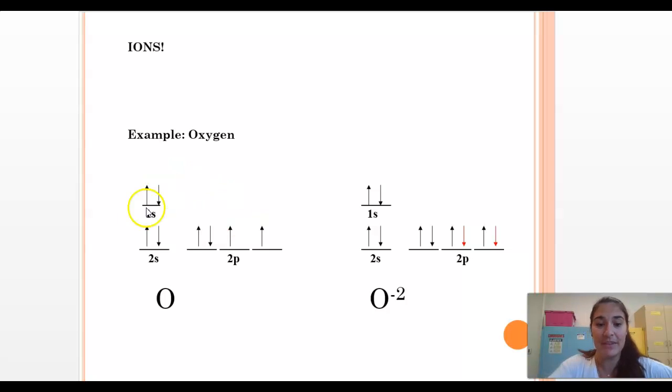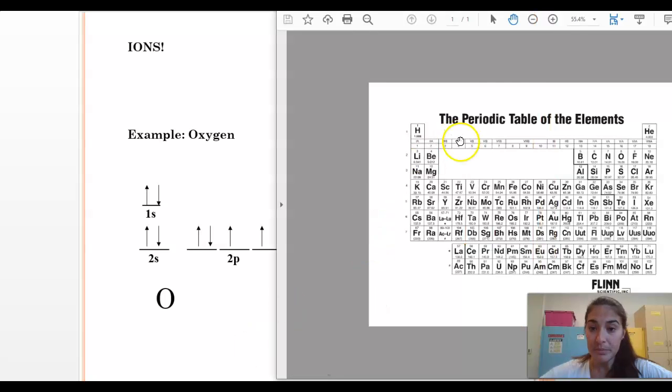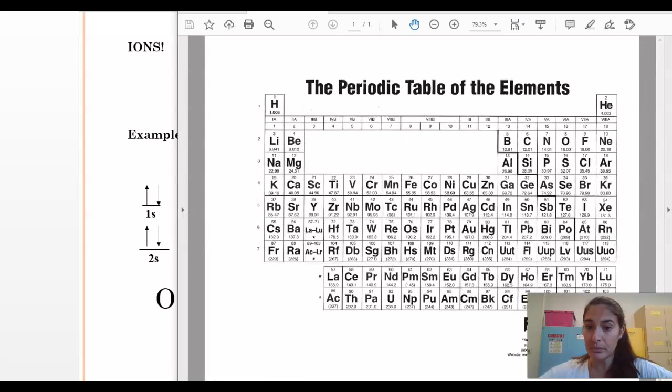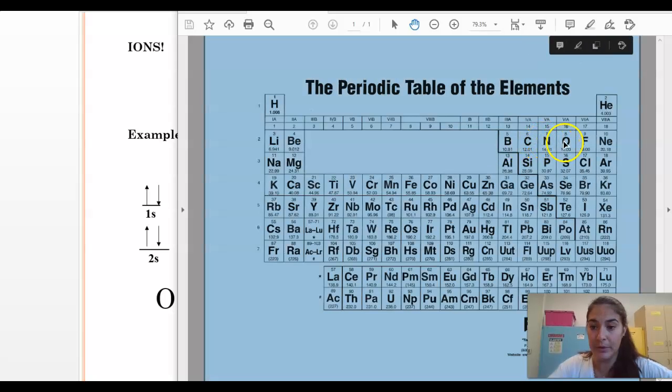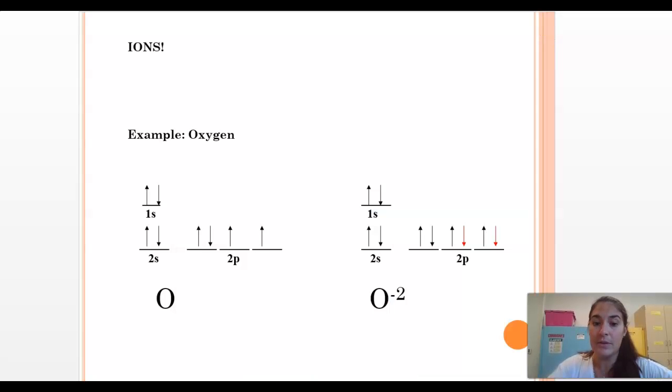So here on the left, this is the normal orbital notation for oxygen. Oxygen is element 8 on the periodic table. So when we look at it, 1s, 2, 2s with 2, 2p, 1, 2, 3, 4. So my drawing: 1s with 2, 2s with 2, 2p, 1, 2, 3, 4.